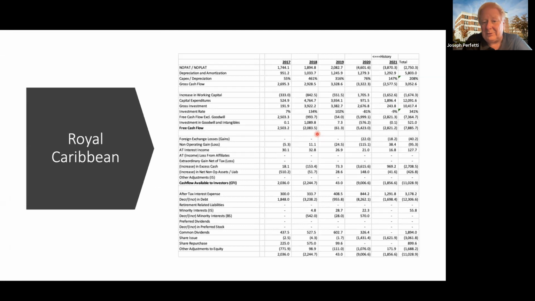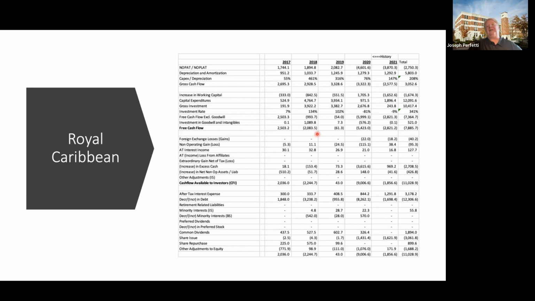2017 to 2021 total CFI, negative $7.9 billion of free cash flow. Their free cash flow is negative 3 out of the 4 years, although for different reasons. In 2018, the free cash flow was negative $2 billion. Why? Because they had $2.9 billion of gross cash flow, but their gross investment was $3.9 billion, including $4.7 billion of CapEx. They were spending very heavily on the ships, 461% CapEx to depreciation ratio.